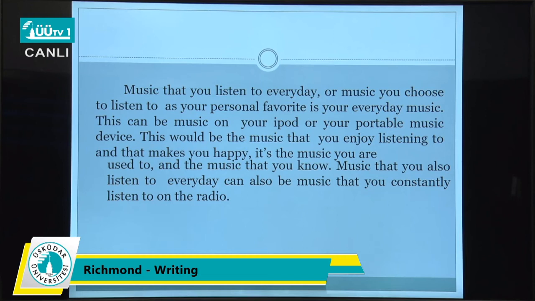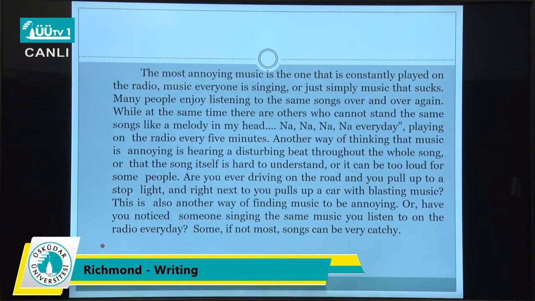Music that you also listen to every day can also be music that you constantly listen to on the radio. And we have our third body paragraph. Again, I will give you some time to read it.